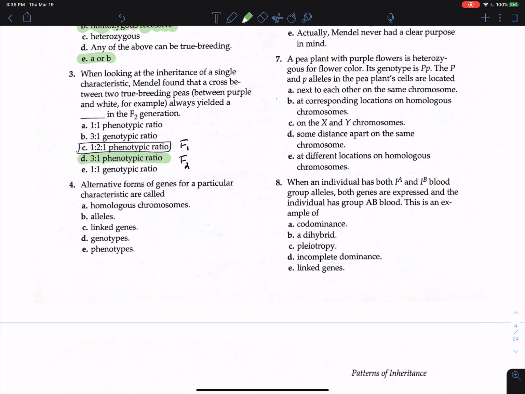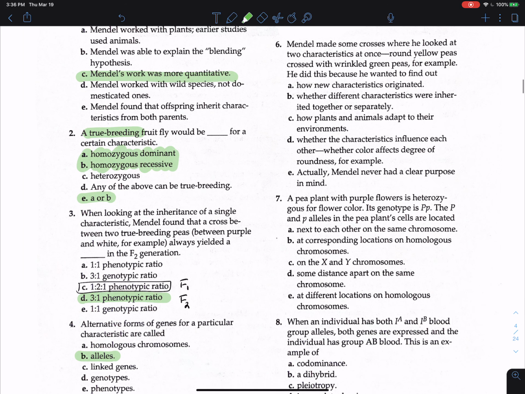Number 4 is an easy one, not allowed to get this one wrong. Alternative forms of genes for a particular characteristic are called alleles. Alleles, ladies and gentlemen. Not allowed to miss that. That's an easy one.